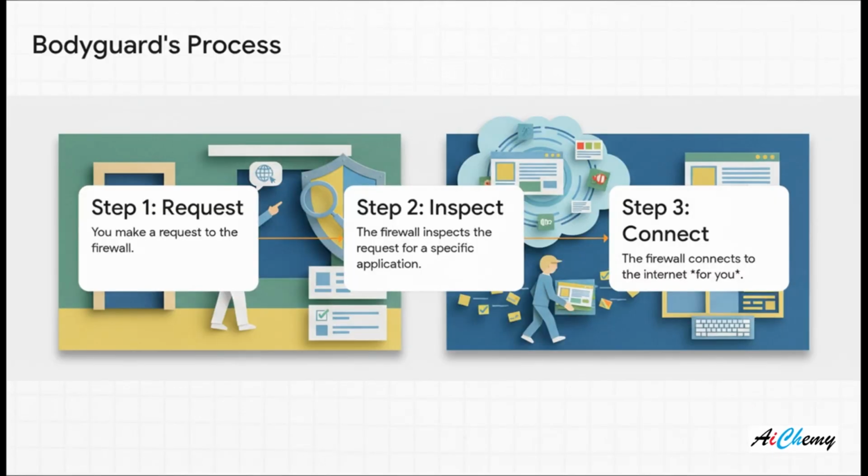Let me walk you through how this bodyguard works. Step 1. You make a request. You tell the firewall, hey, I want to go to this website. Step 2. The firewall, your bodyguard, inspects that request. It understands, okay, this is a web browsing request. Then step 3 is the magic part. The firewall makes the connection to the internet for you. It goes out, gets the data, inspects it for anything dangerous, and only then does it bring it back to you. The key here is that you never, ever make direct contact with the public internet.